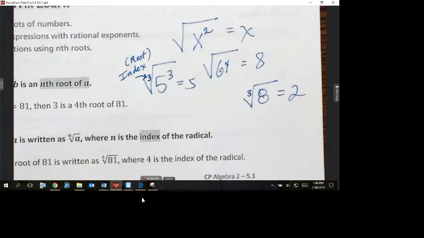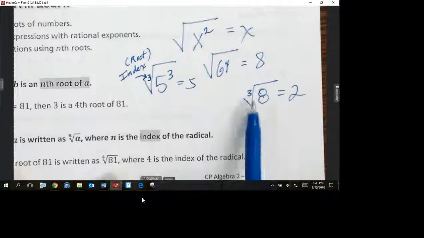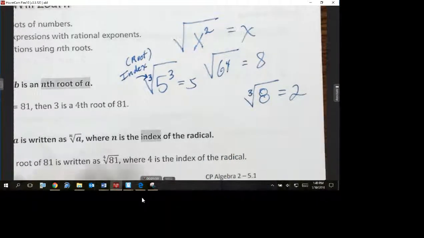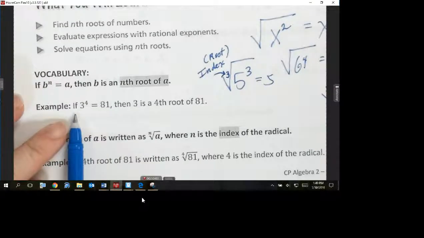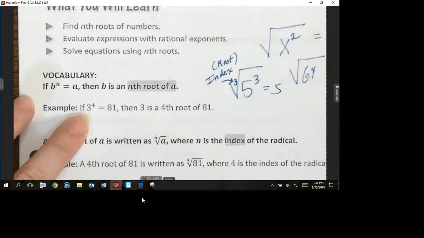So is that it? Square roots and cube roots? Think that's it? No, it could be any roots. Anything that you could take to a power, you could also do a root of. So here's an example. If 3 to the 4th equals 81, then 3 is the 4th root of 81.